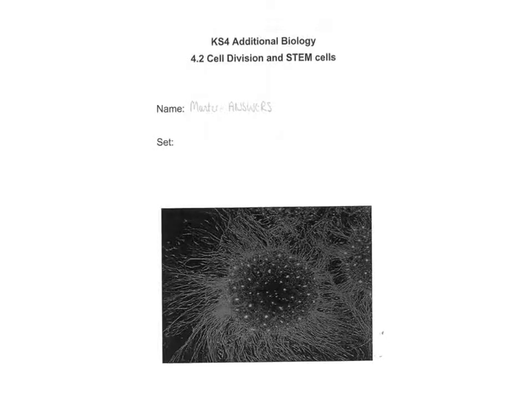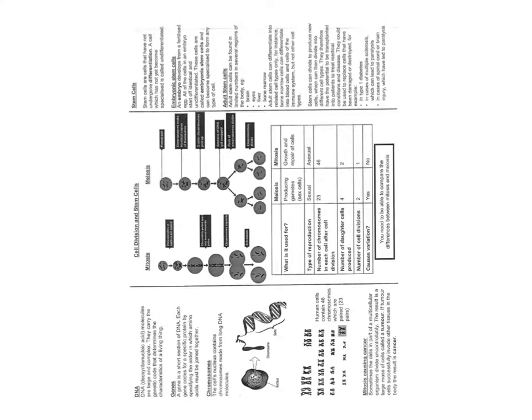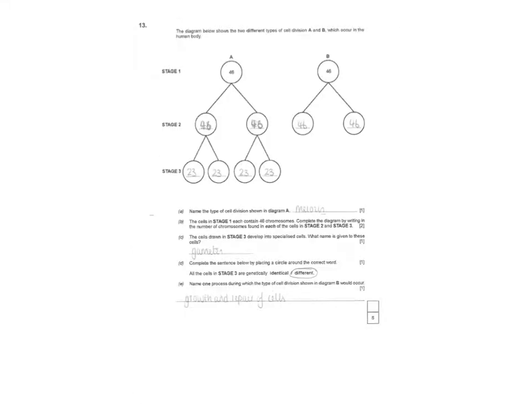So this is the answer booklet for cell division and stem cells 4.2 additional biology. So you've got the review sheet, which is the knowledge organiser, which you can use to help answer the questions. And then the first question: the diagram below shows the two different types of cell division, type A and B, which occur in the human body.